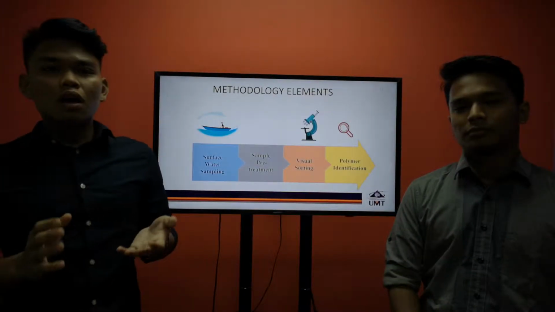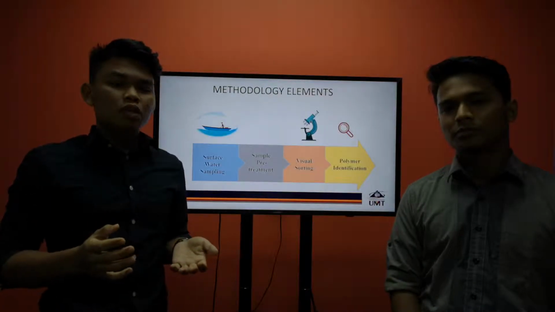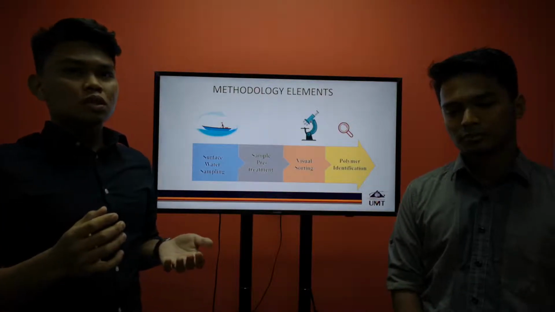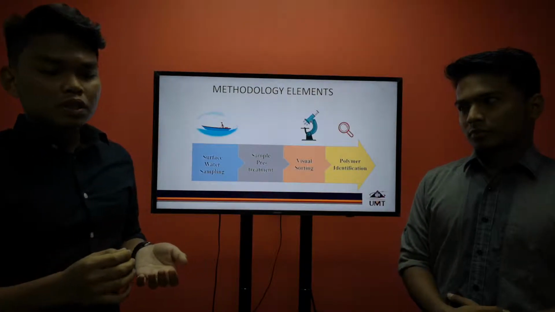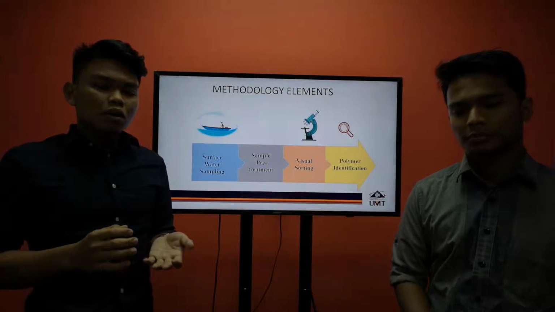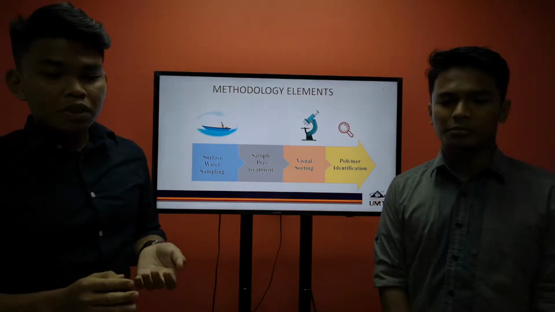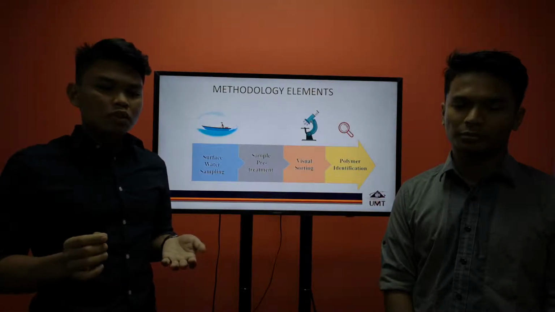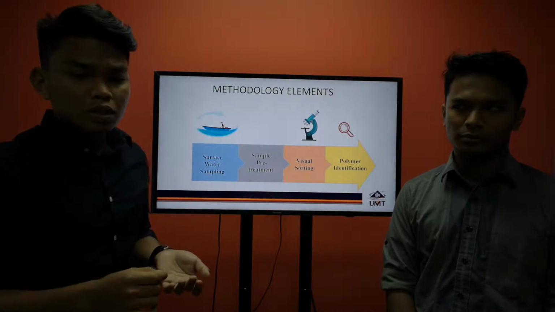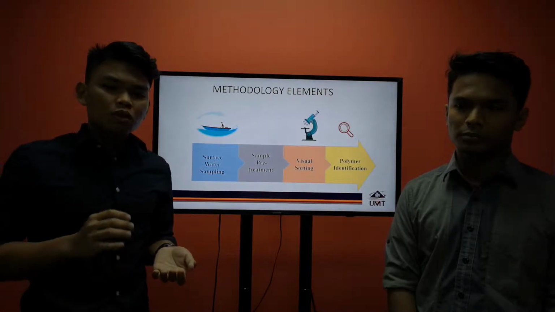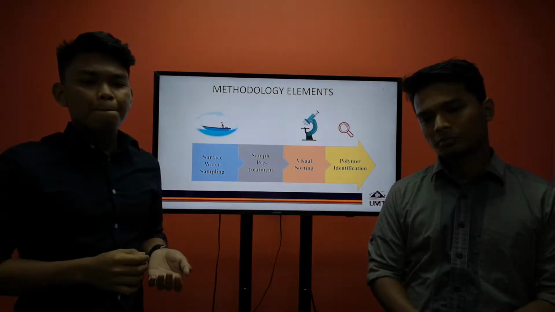This is our methodology. Firstly, we will take our microplastic sample at the river Terengganu. Then we will put the sample into the ice box under 4 degrees Celsius. Then we go to the lab and do some sample pre-treatment. Then we go to the microscope, which is visual sorting. We want to know what is the microplastic in the sample. Then we go to the polymer identification, where we will use FTIR.